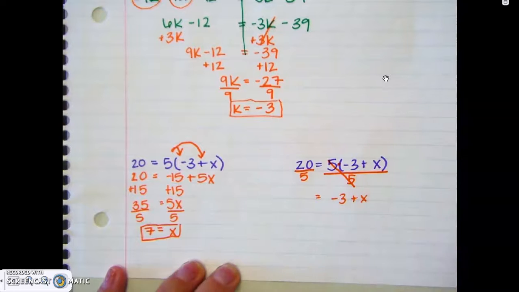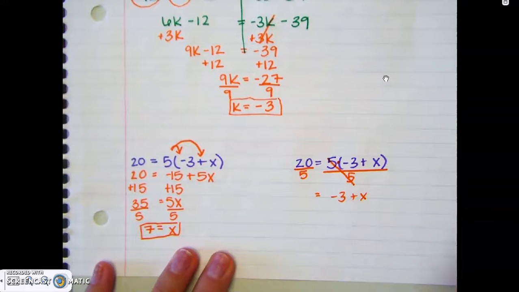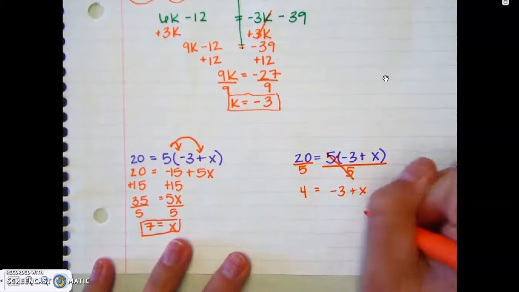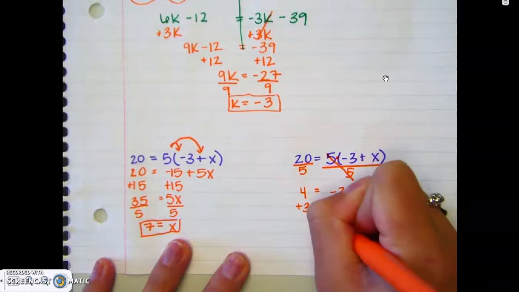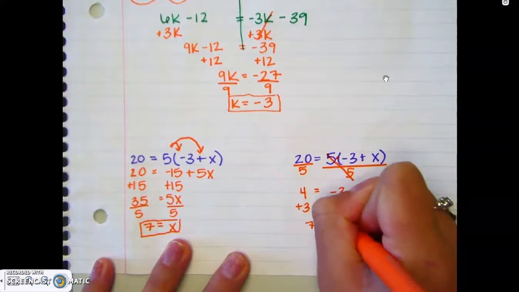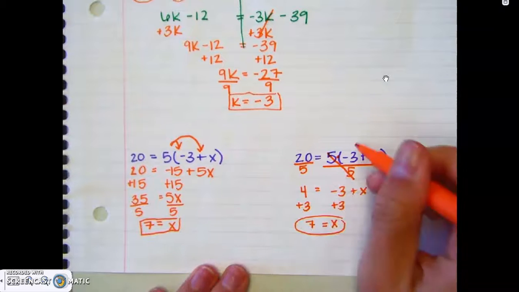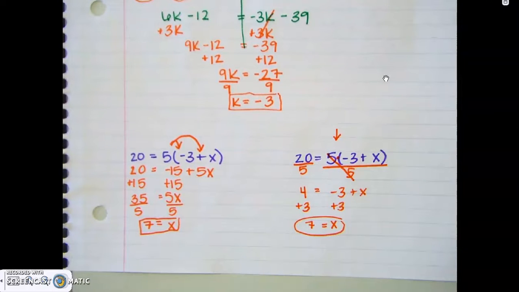I don't need the parentheses anymore because there's nothing being multiplied to it. And then 20 divided by 5 is 4. So then all I have left to do now is add the 3 to both sides to get that x by itself, and I'm left with x equals 7. So that's two ways to solve it, and this one is definitely less common because we automatically just think distribution every time, but it's actually the shorter way to solve it.